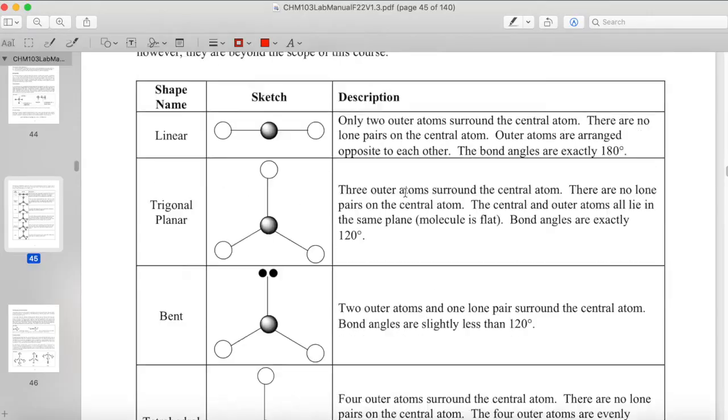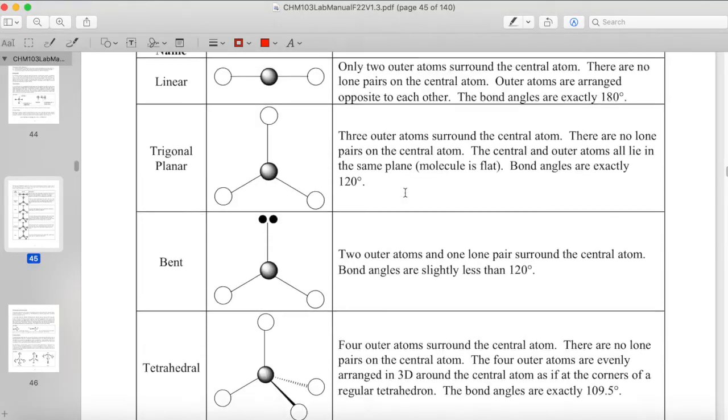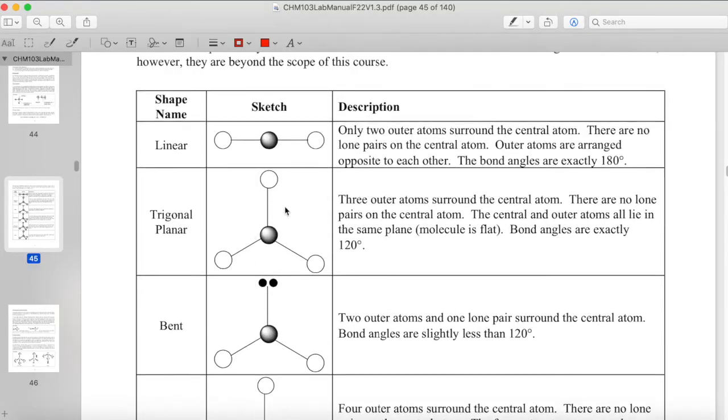So here are some sketches of different shapes. You can see that for a linear molecule or a trigonal planar or bent with one lone pair, these are all in the plane of the paper. They're two-dimensional. You don't really need to draw a 3D molecule here, so it's kind of silly.